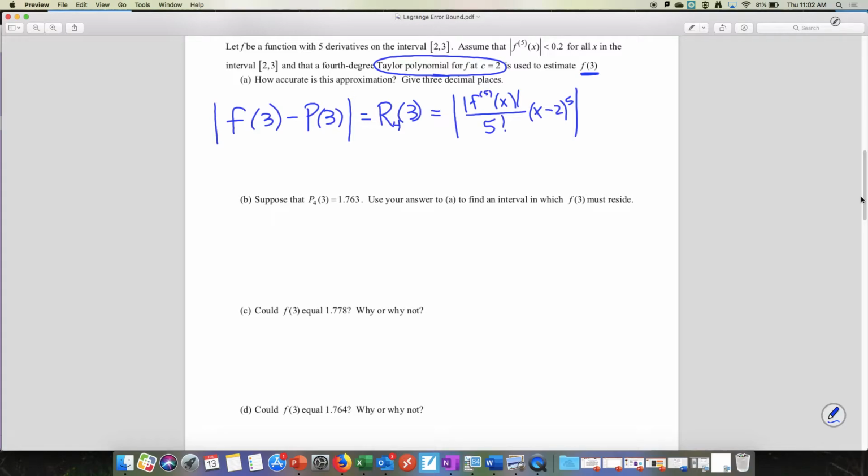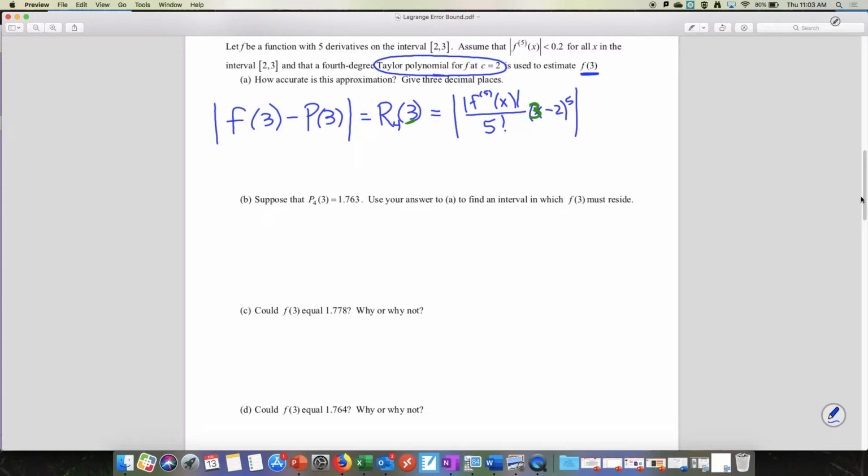Why did I write x minus 2 to the 5th? C is 2, we centered at 2. But what should really go in for x? We are approximating f of 3, so x gets replaced with 3. That makes it 3 minus 2, which is 1, and 1 to the 5th is just 1.